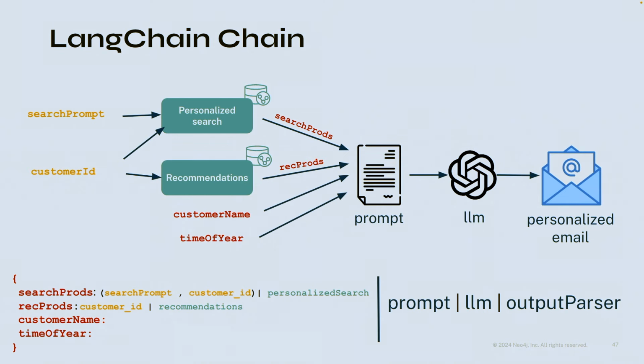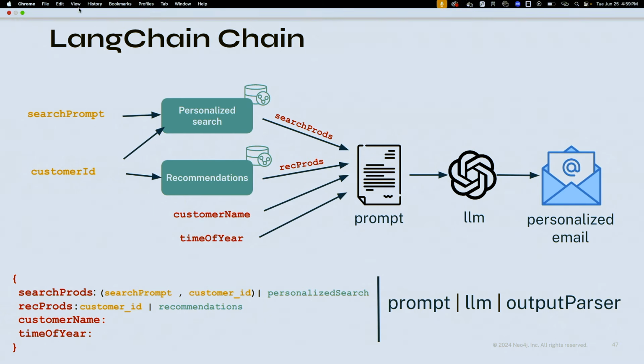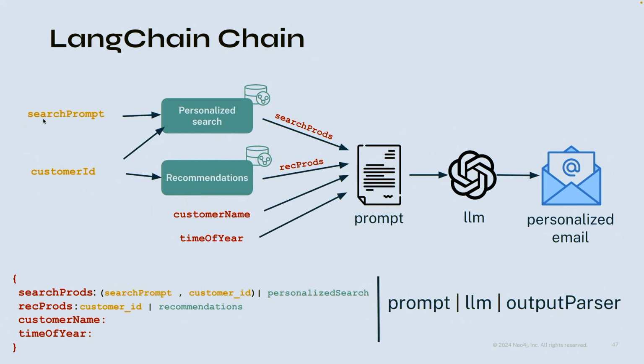So if you were to think about the chain that we're going to put together, we're going to come in with basically four things: that search prompt, the customer ID, the customer name, and the time of year. The search prompt is going to go with the customer ID for the personalized search, which is going to be that sort of peer group pattern. The customer ID is going to go directly to get recommendations based off of graph embeddings.